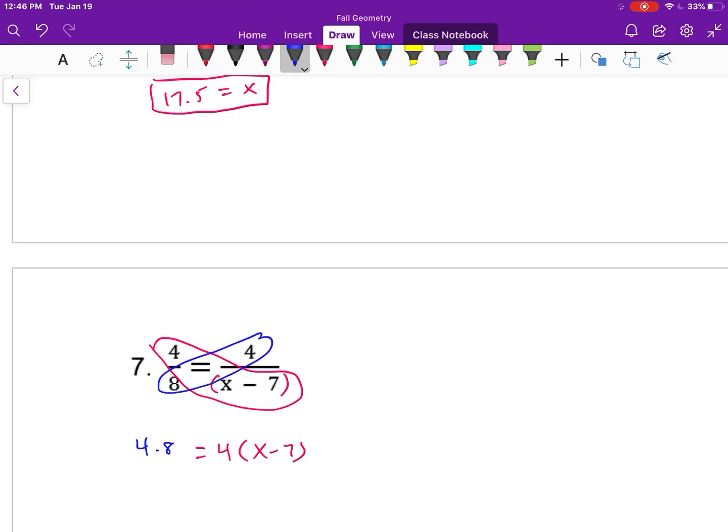4 times 8, okay, so that'll be 32, and then you can go and distribute that on your own to solve for this missing part. I'm not going to do that part for you, but it should be taking the same way. 4 times the 1 gives you that 4.